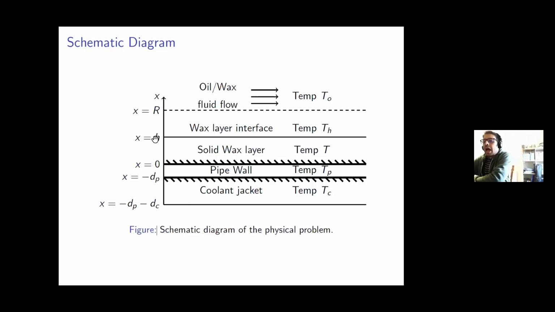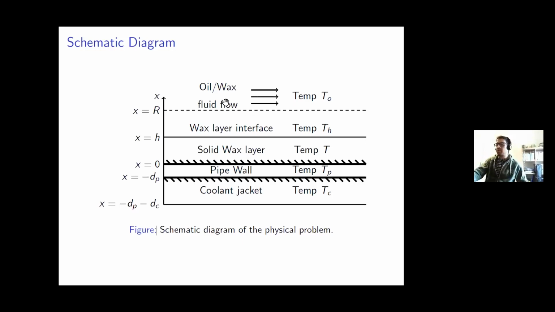And at x equals h, we have the upper part of our solid wax layer. And so importantly, at x equals h, this is where the liquid wax in the oil wax fluid flow is solidifying. So this is where the temperature is going to be TH, at the point where wax is turning from liquid into solid.